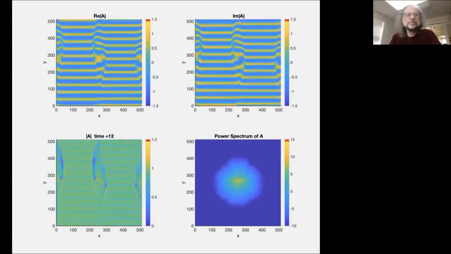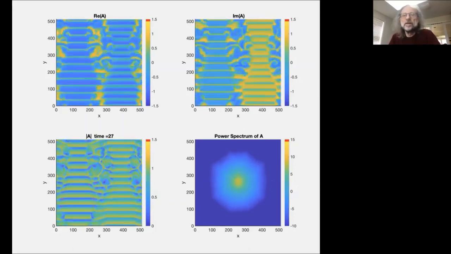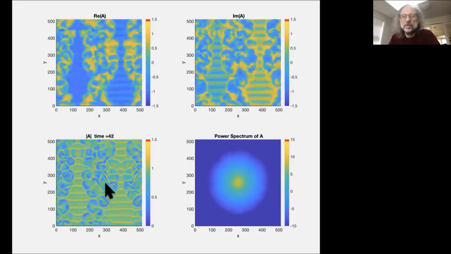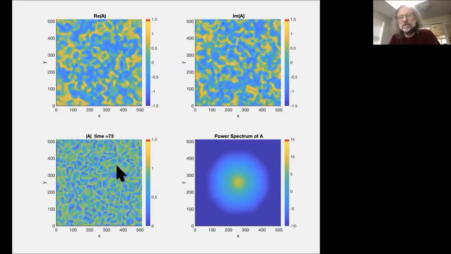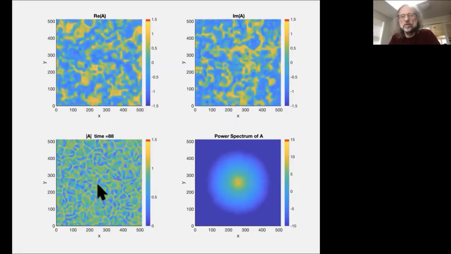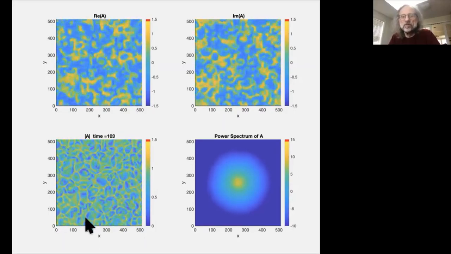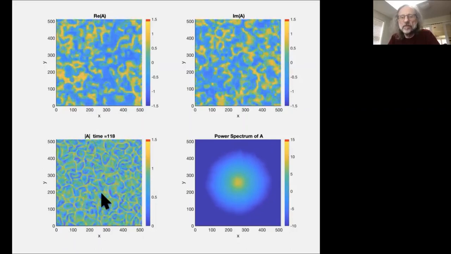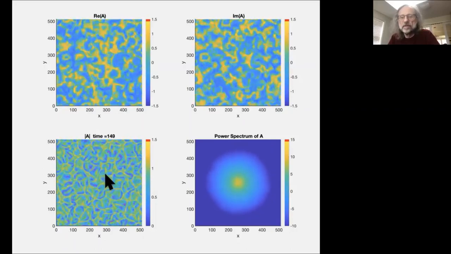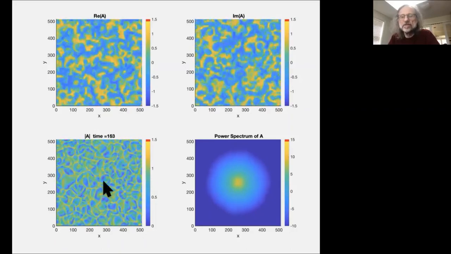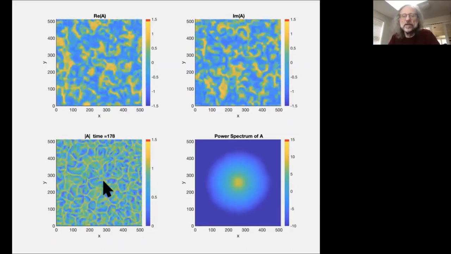And you see that the spirals proliferated very quickly. And now we have a lot of, well, we can't see spirals, but we have a lot of these cores that move around. And again, if you look carefully, you see that some of them disappear in pairs and some of them are created in pairs.